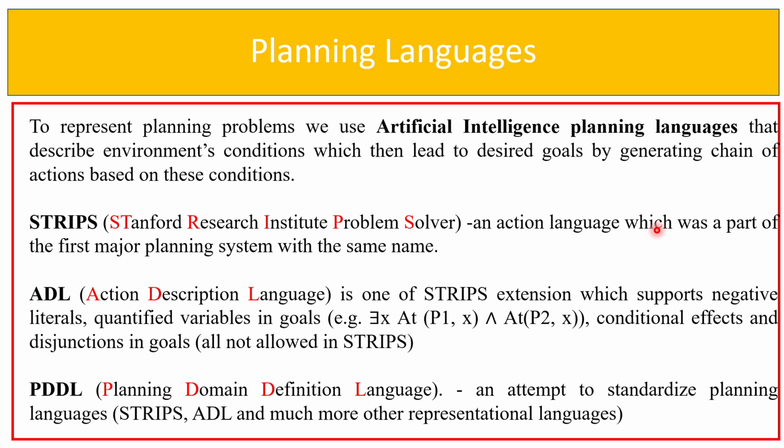We have different planning languages like STRIPS, ADL and PDDL. STRIPS stands for Stanford Research Institute Problem Solver. It's an action language which was a part of the first major planning system with the same name. Then ADL, Action Description Language, is the extension of STRIPS. And Planning Domain Definition Language is an attempt to standardize planning languages like STRIPS and ADL. These are the available languages for planning.